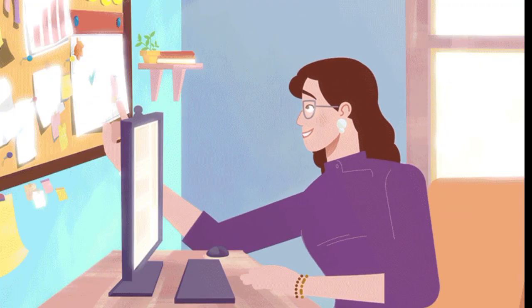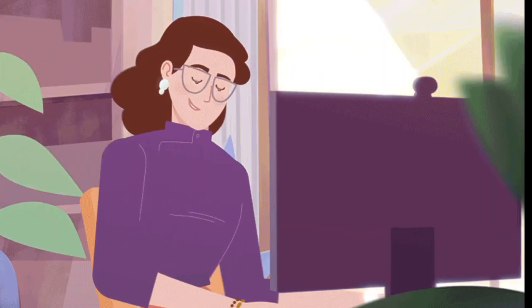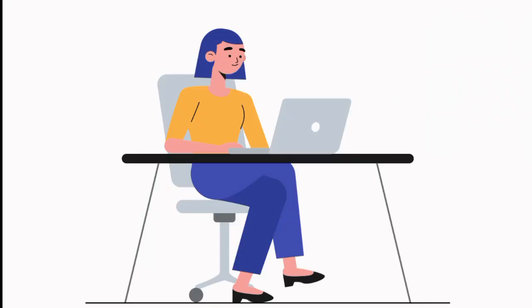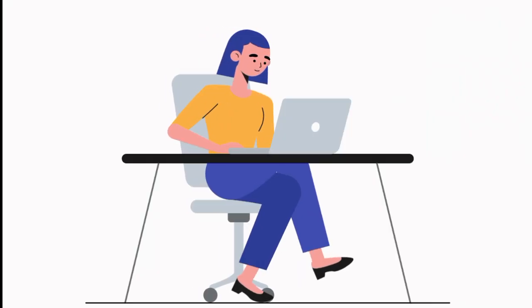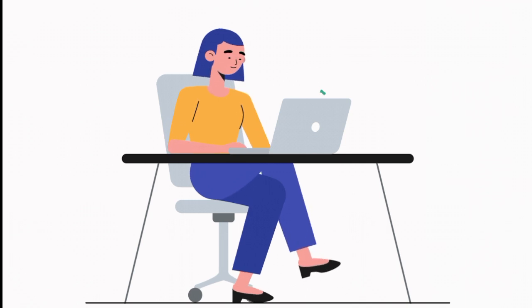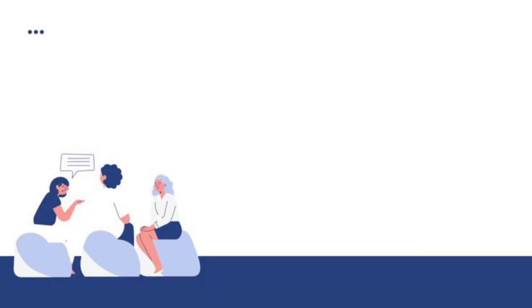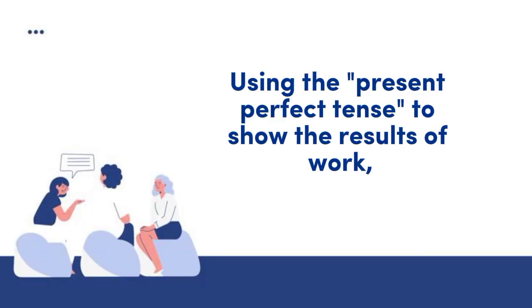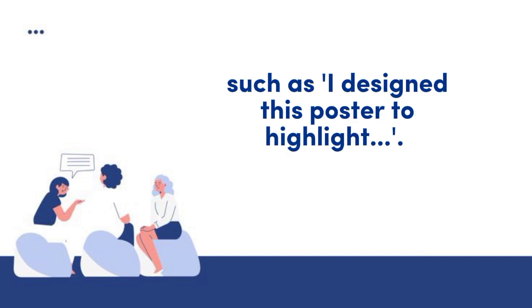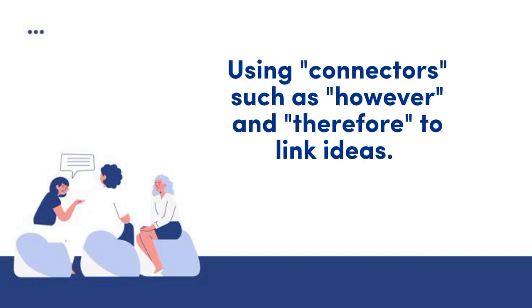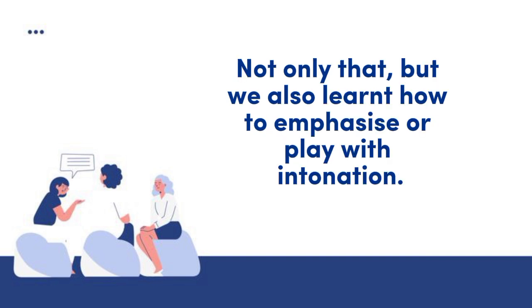The way to overcome this is through constant practice, reading and listening to English material. From this experience, I learned that grammar in spoken discourse is not only about choosing the right word, but also how we arrange them to sound logical and convincing. For example, using the present perfect tense to show the result of work, such as "I designed this poster to highlight," and using connectors such as "however" and "therefore" to link ideas. And not only that, we also learned how to emphasize or play with intonation.